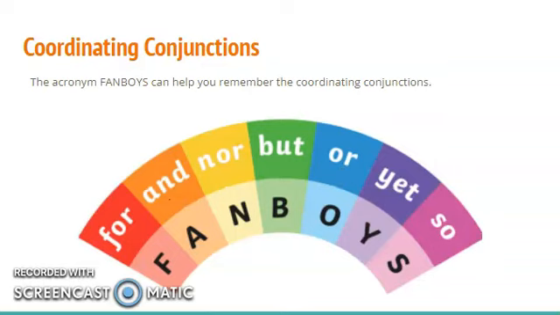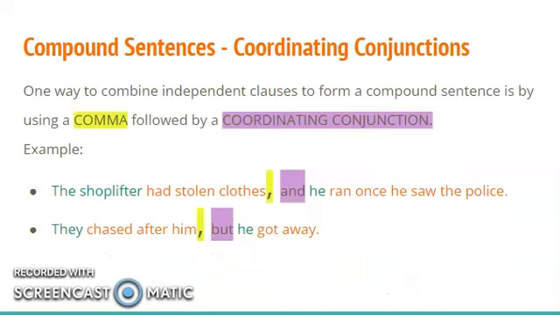And it's important to keep those in mind as we talk about compound sentences. So now we're going to look at our 2 examples and talk about the rules with them. Let's go ahead and start with this bottom one because it's a little bit shorter. So we have, they chased after him, comma, but he got away.